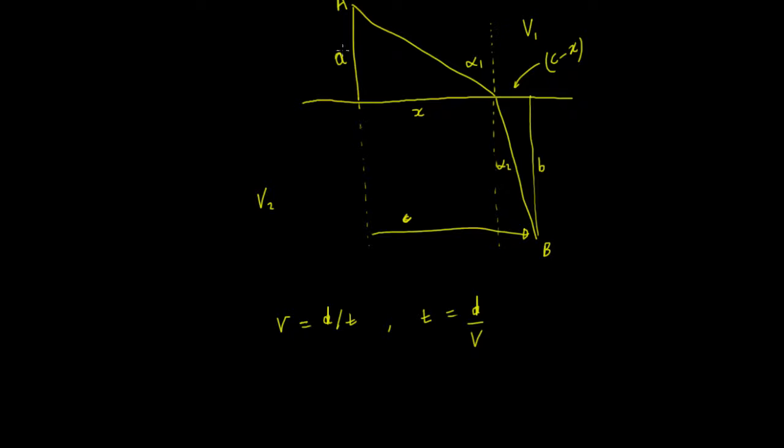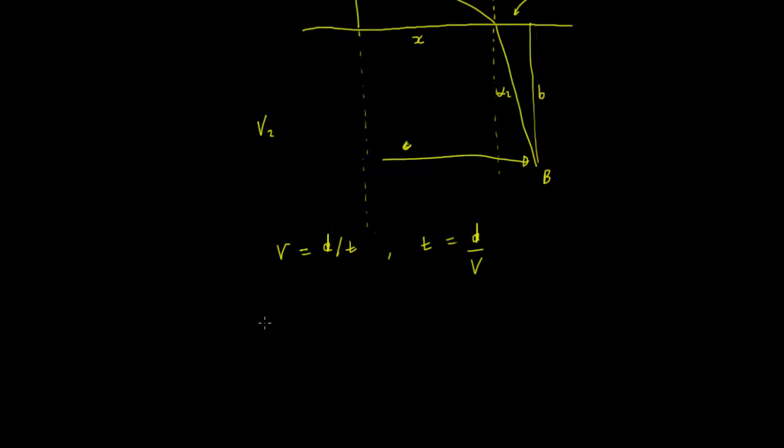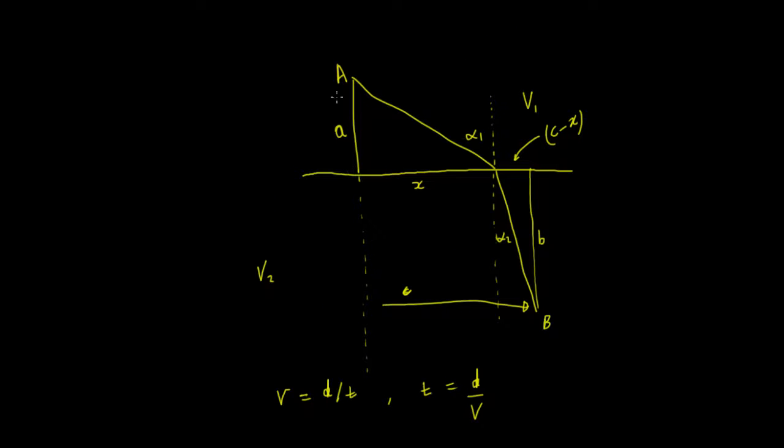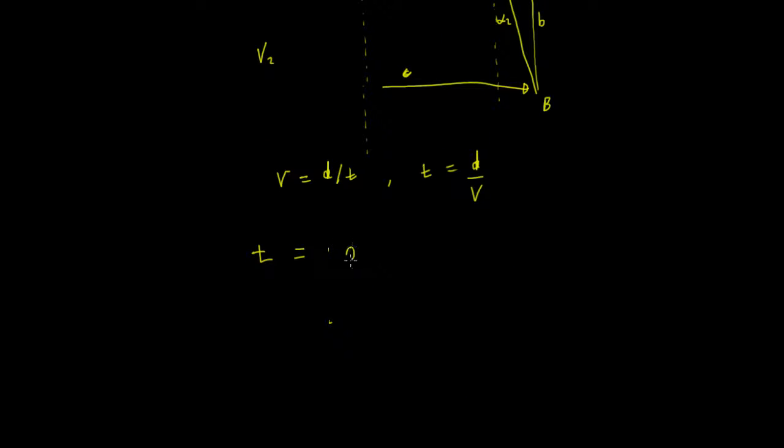So in this instance, to travel from point A to point B, it's going to happen in a time interval T. T is going to equal, well, it's going to be this length here. So that length there is the square root of a squared plus x squared, and the velocity is the velocity in that medium, which is v1. Now that's for the first part.